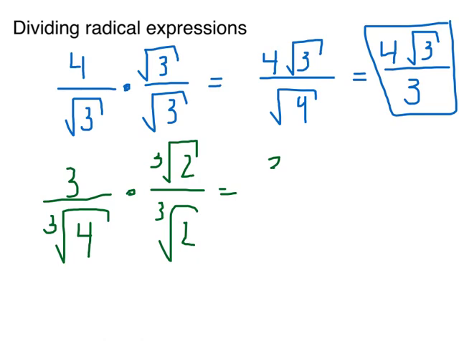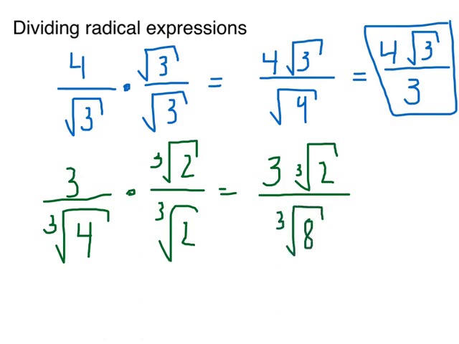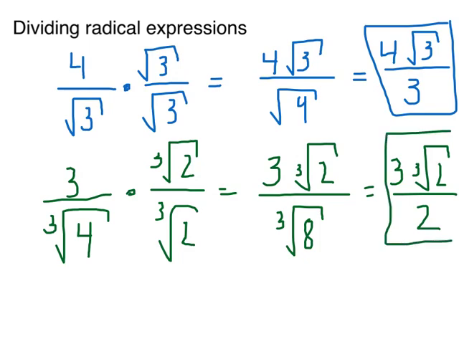That ends up being 3 times the cube root of 2 over the cube root of 8. And now 8 is a perfect cube, which is 2. This 2 cannot go into this 2 because of the root. And that 2 cannot go into 3, so we are done with that problem.